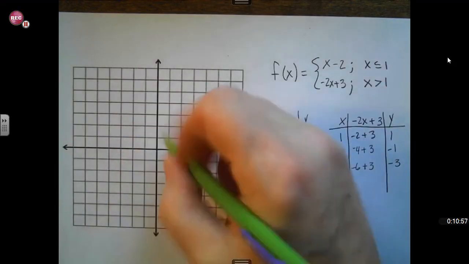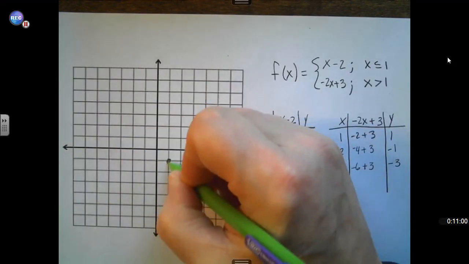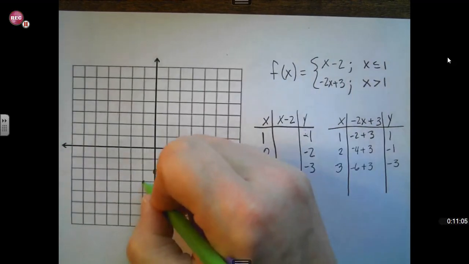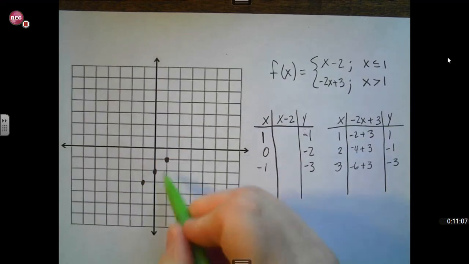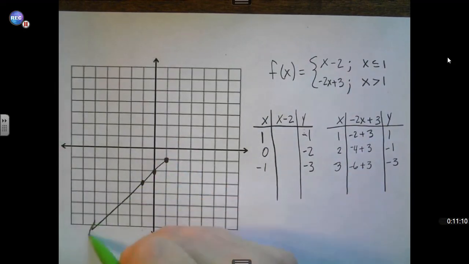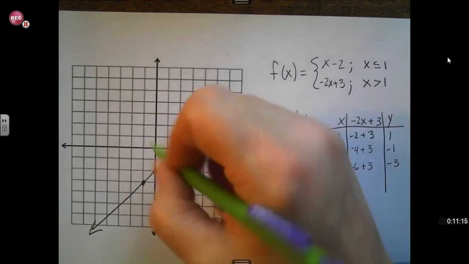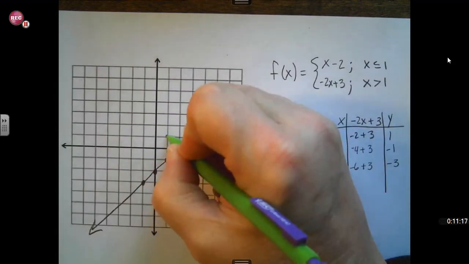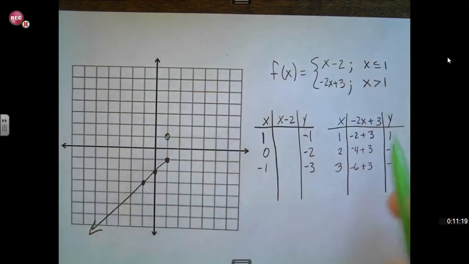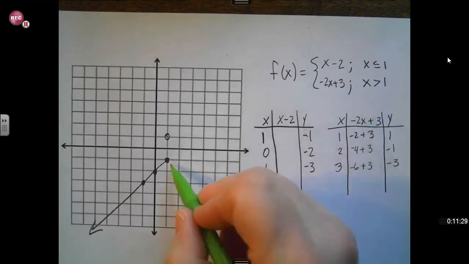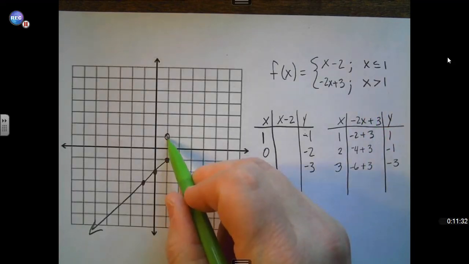So for this left one, I plot the point 1, negative 1, 0, negative 2, negative 1, negative 3. Just like the other one, it keeps going. Okay. The other one, I plot 1, 1, and I put an open circle there, because this is strictly greater than. I didn't have to do that on the other one because it matched up. Okay, this one it doesn't. So the closed circle is here, open circle is here.